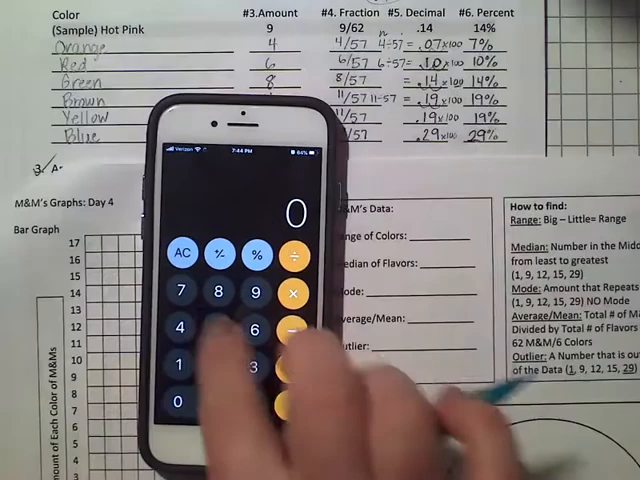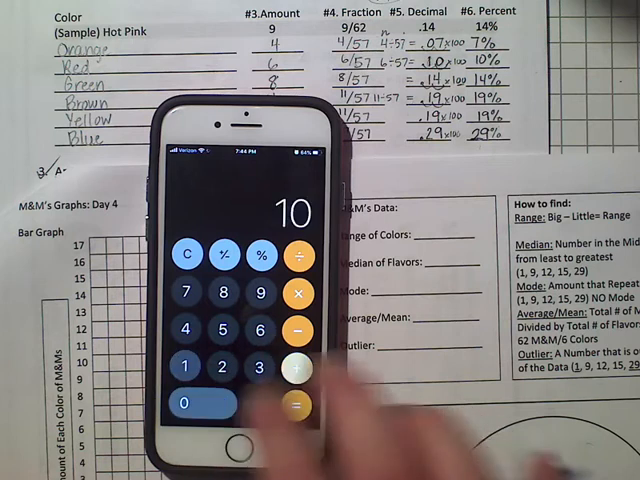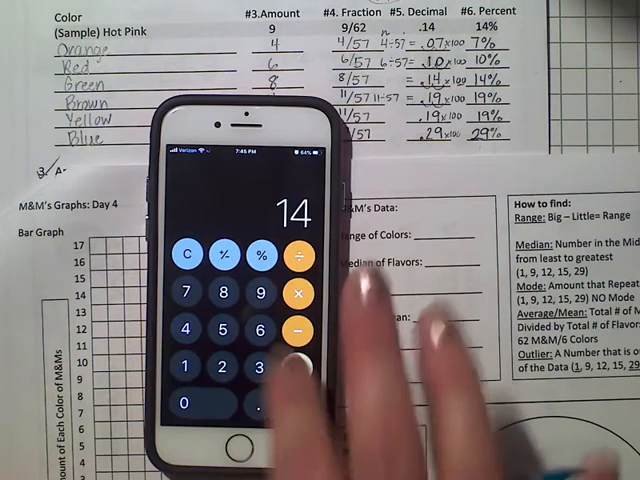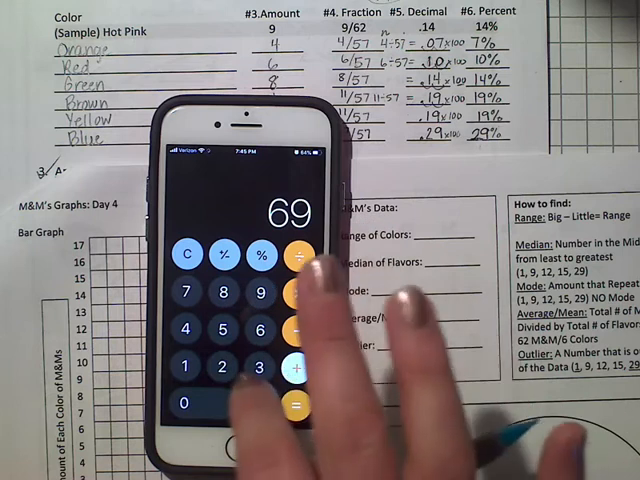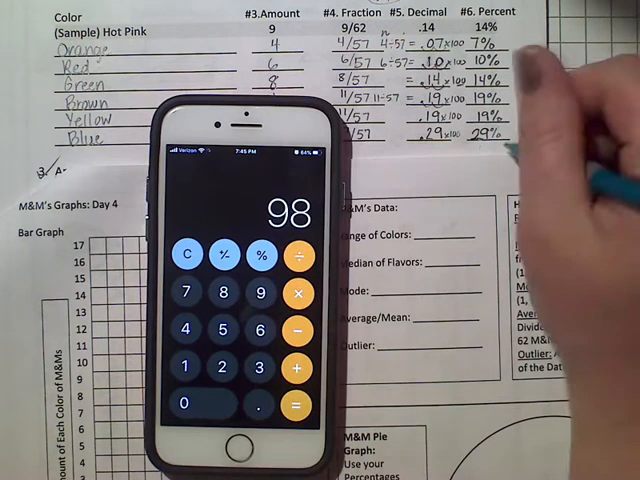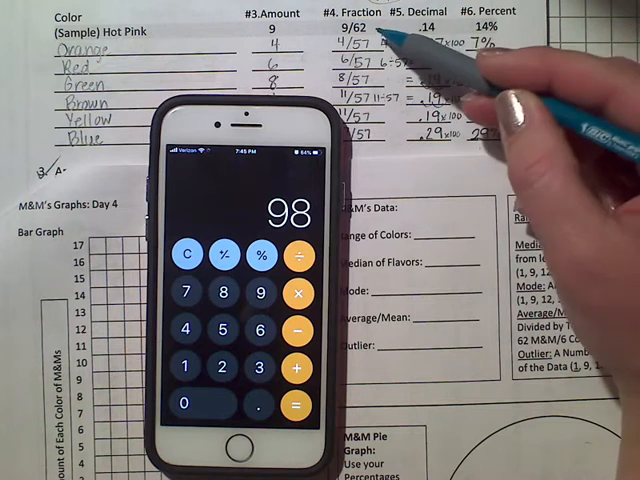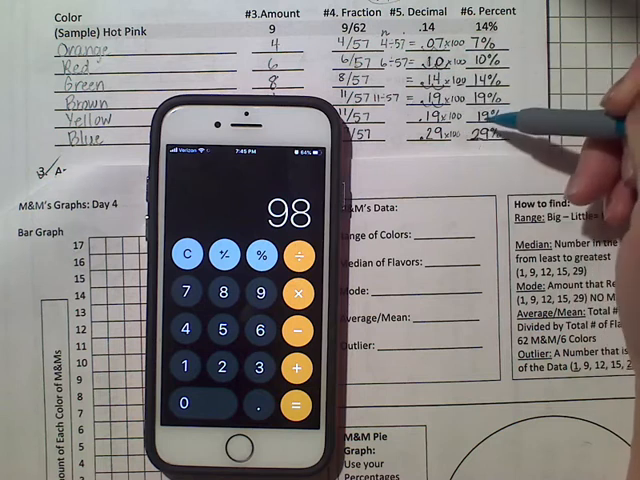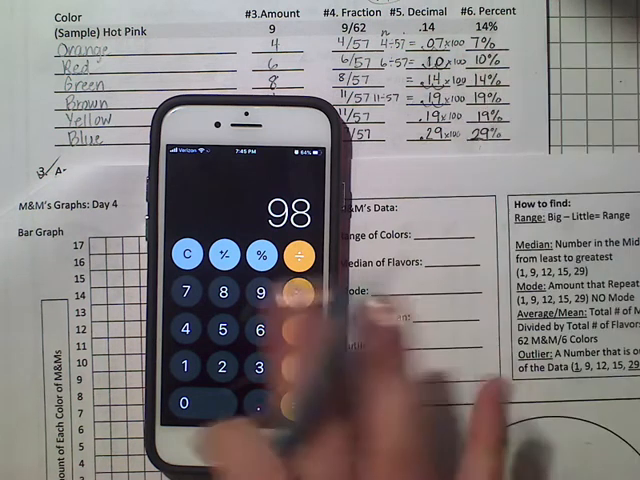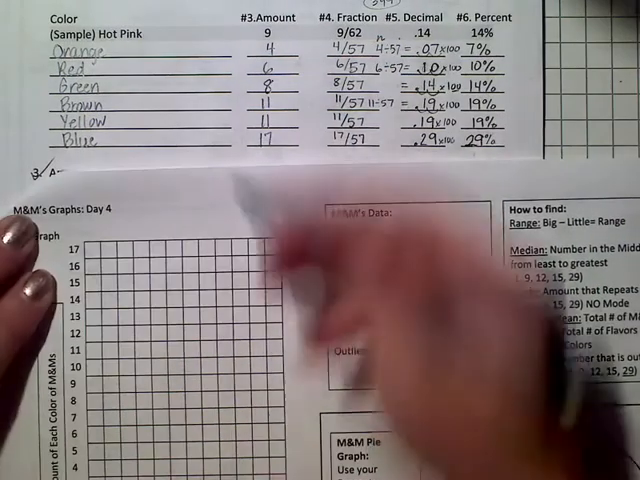So I just went and added my percentages. I had 7%, 10%, 14, 19, 19, and 29. So I have 98%. And that's going to happen. It's not going to get exactly to 100 because I didn't round up or down to help this play out right. So I'm close. I'm going to take my data.